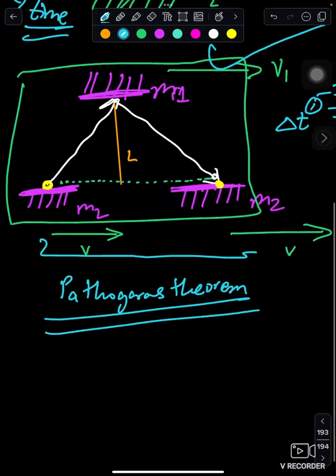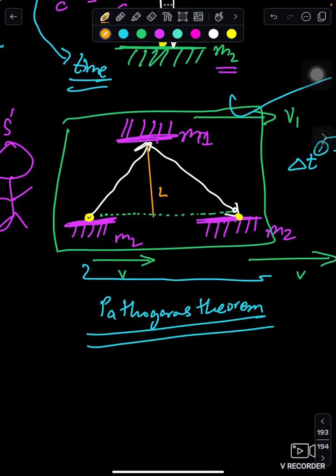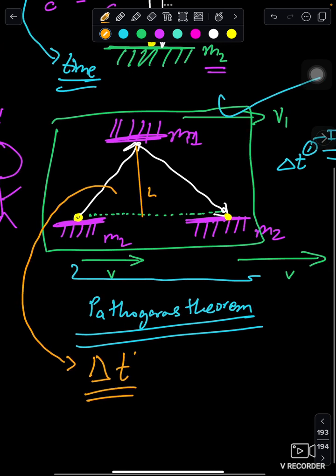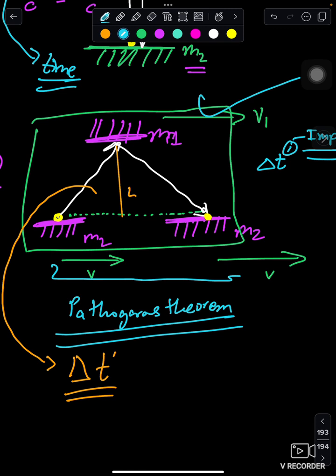Now let me make the equation from here for delta t improper. We only need this part. We will be focusing on this part because Pythagoras theorem is what? It focuses on what do you call that?